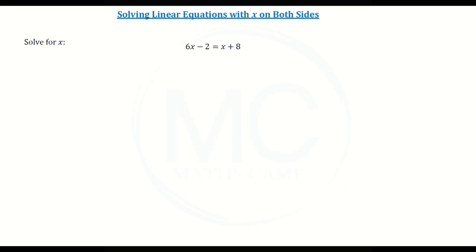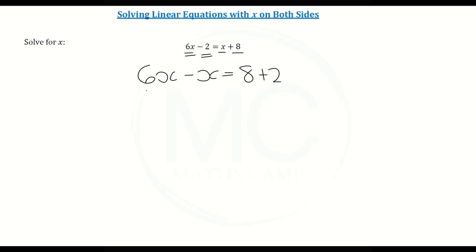6x minus 2 is equal to x plus 8. 6 is our higher coefficient, so we can leave this x term where it is. Now let's move our x across. We're going to make it negative x. Then we have our equal sign. We have a constant of 8. Leave it on this side. We're going to move -2, so we make it +2.